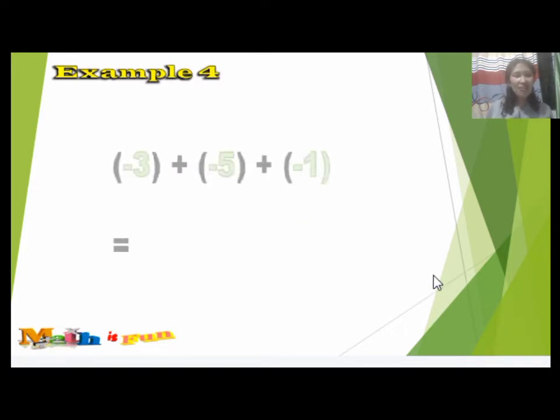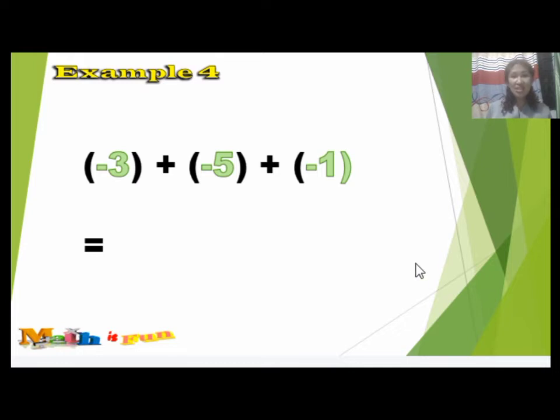And another example, negative 3 plus negative 5 plus negative 1. What is the sum? These numbers are all negative integers. So let us apply rule number 1. Add the numbers, and copy the common sign, which is negative. So, negative 3 plus negative 5 plus negative 1 is negative 9. So, that's rule number 1.